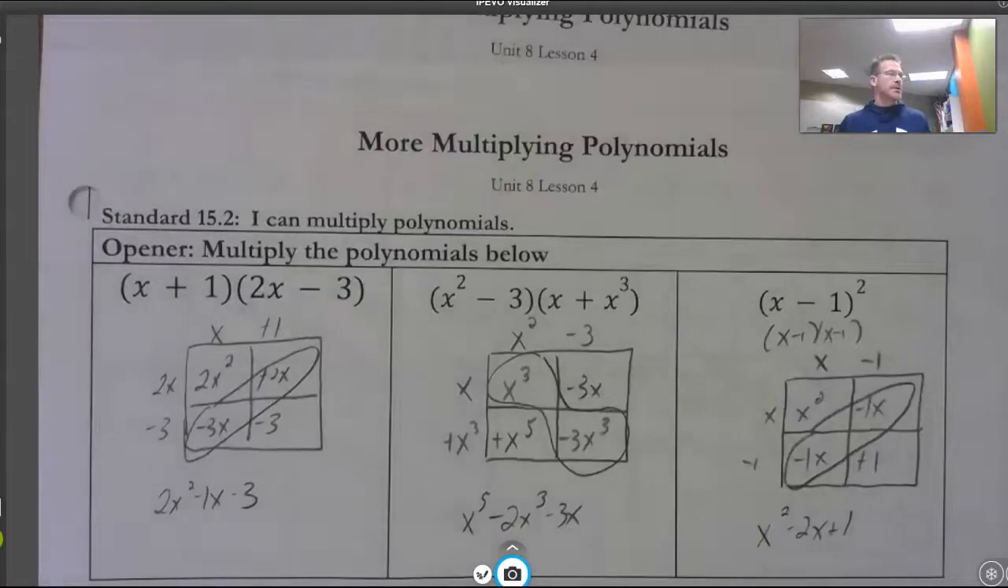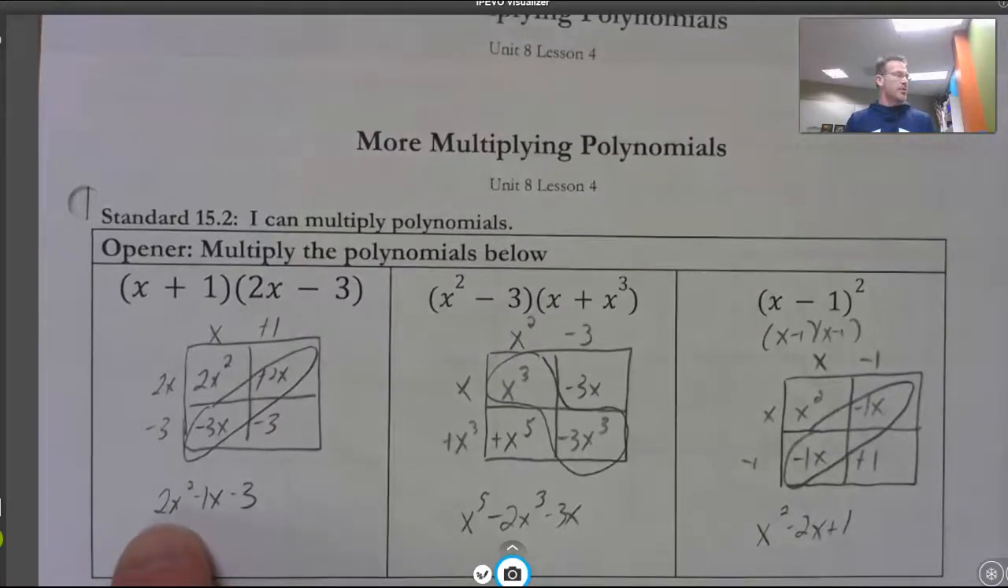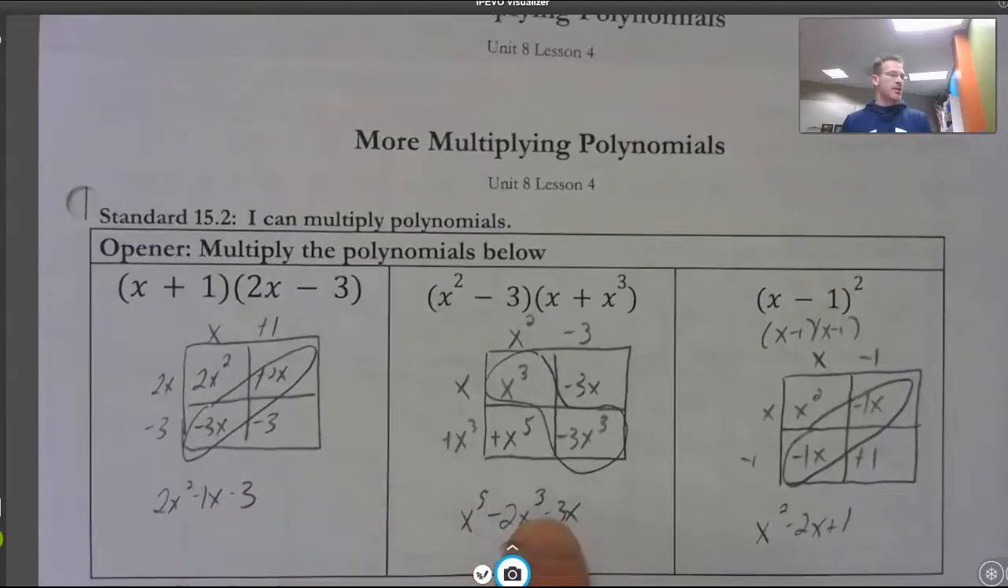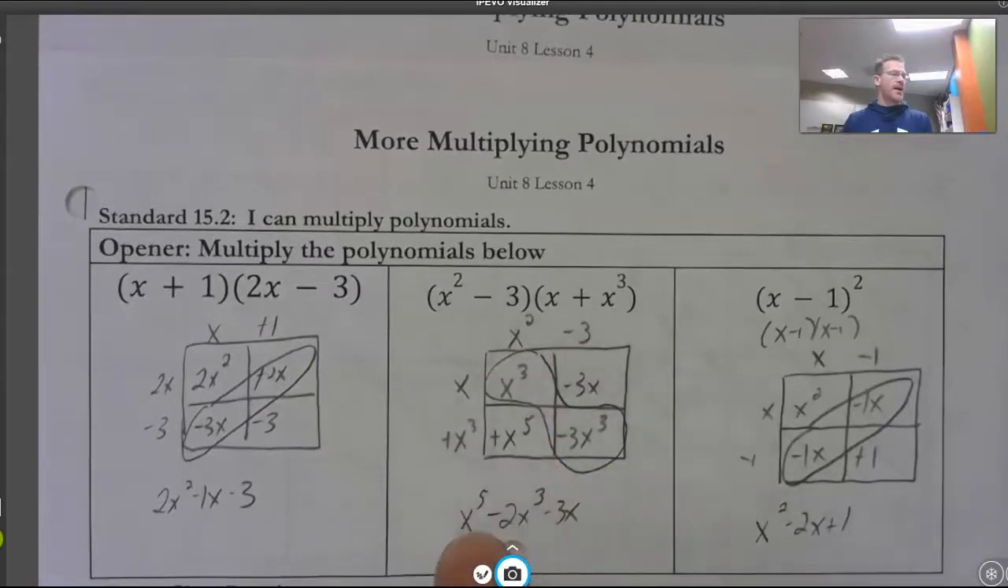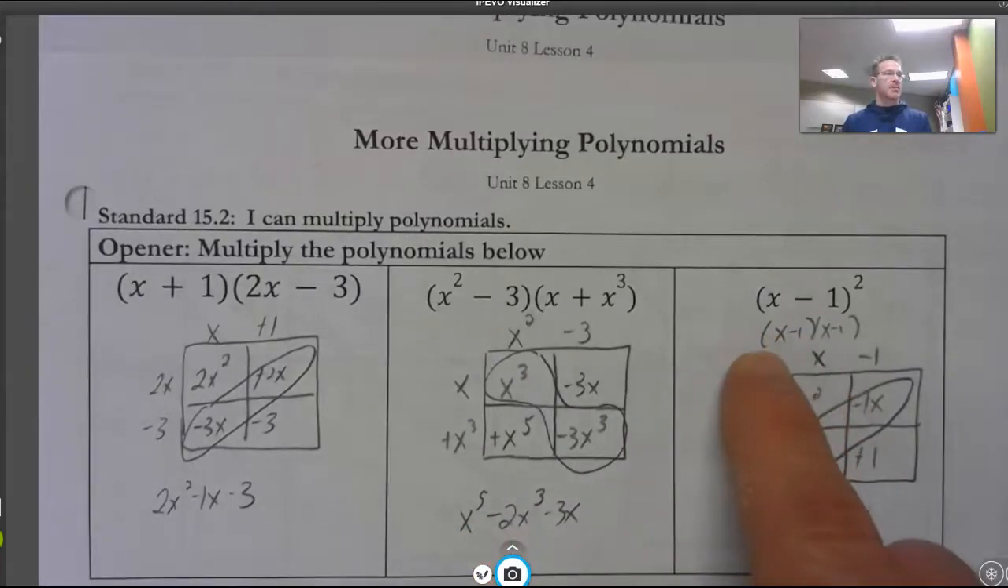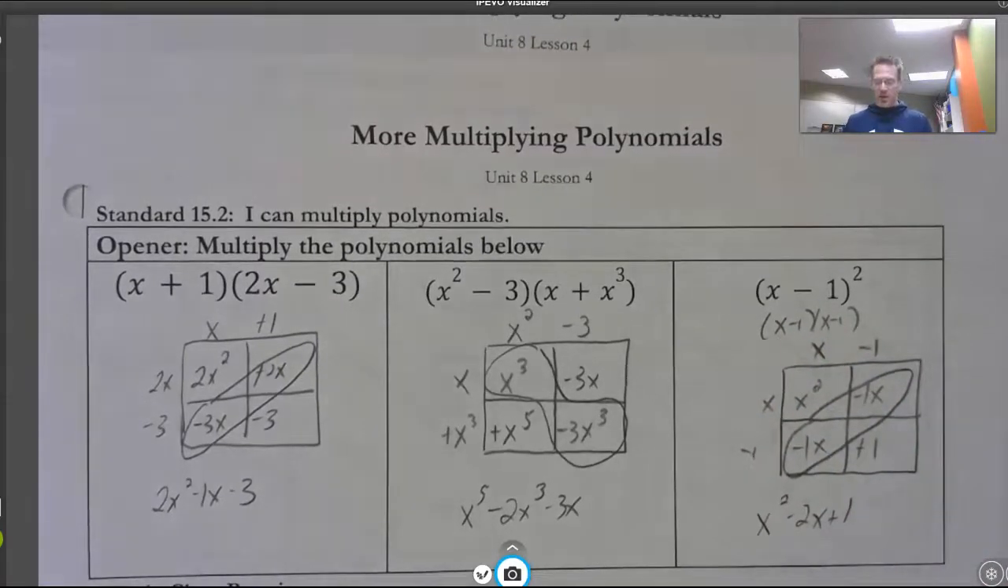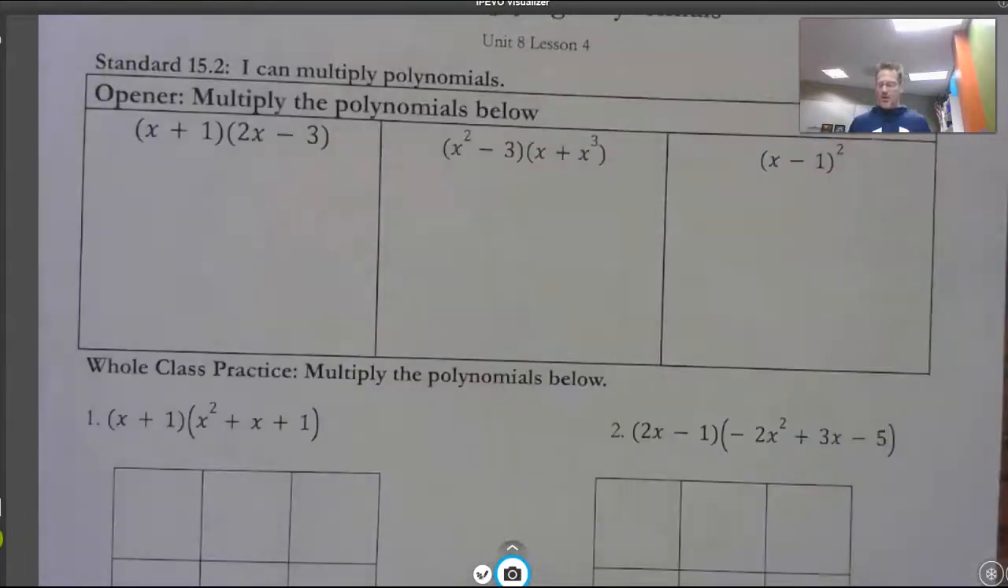All right, so you can see my work here, and I went ahead and just used the area model to set everything up. So hopefully on problem one here, you got 2x squared minus 1x minus 3. On our second problem, hopefully you got x to the fifth minus 2x cubed minus 3x. And notice once again, we want to go in descending order, so you may have to look around and find that highest power of x. And then remember, x minus 1 squared means x minus 1 times x minus 1. So hopefully you got x squared minus 2x plus 1. So hopefully that all seems very familiar to you.